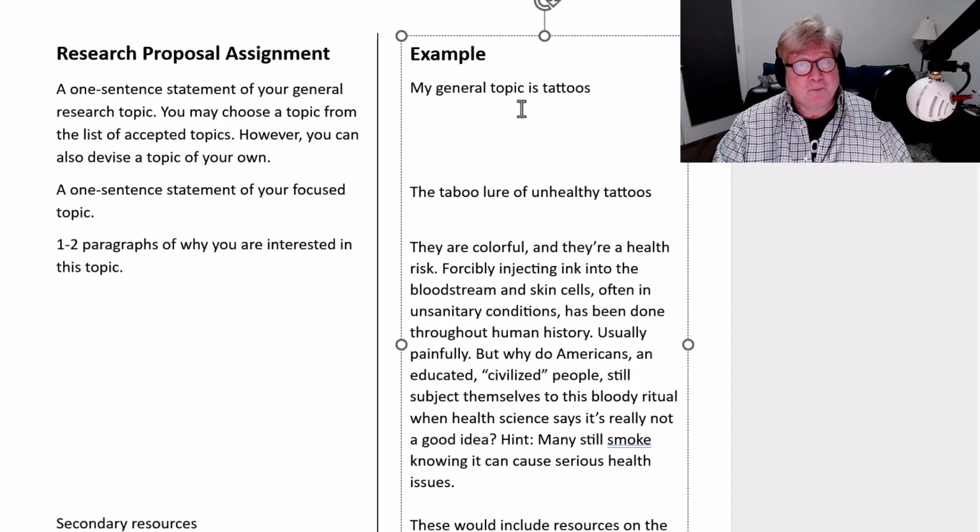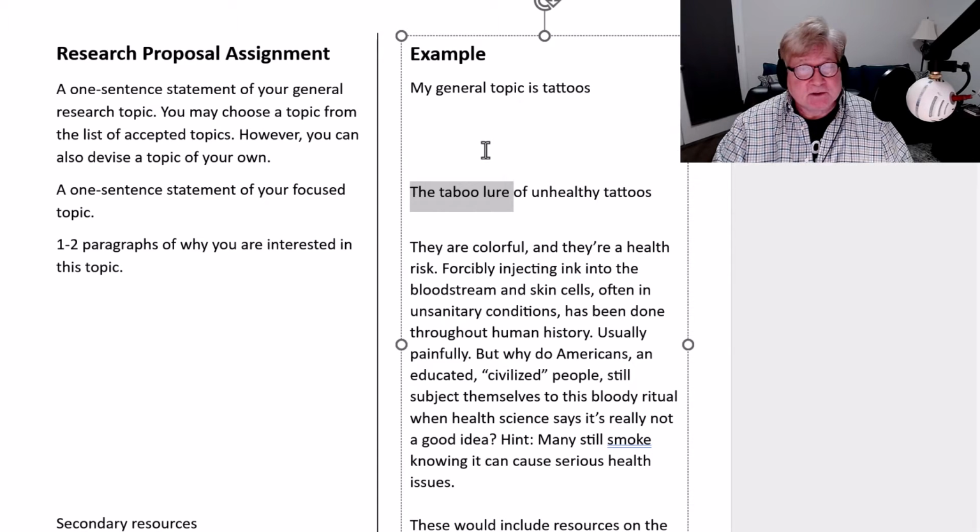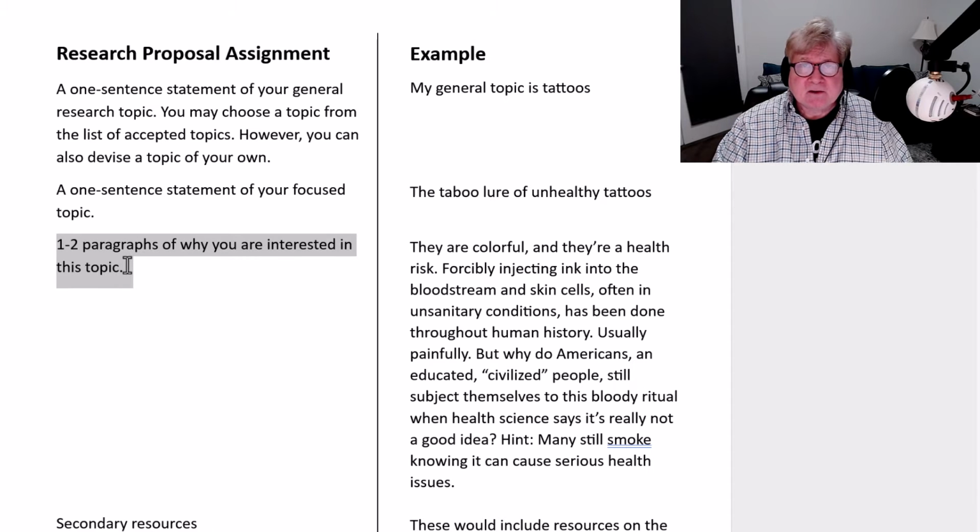Okay, that's a pretty broad subject. I have to narrow it down. I have to have a slant, a purpose, an angle. What is it? Mine is the taboo lure of tattoos. In other words, looking at the subject of tattoos as something that is more or less taboo, or has been for a long time in our culture, with known health risk, and yet we still get them. Why? So I want to answer that question in my research, and that's what interests me.